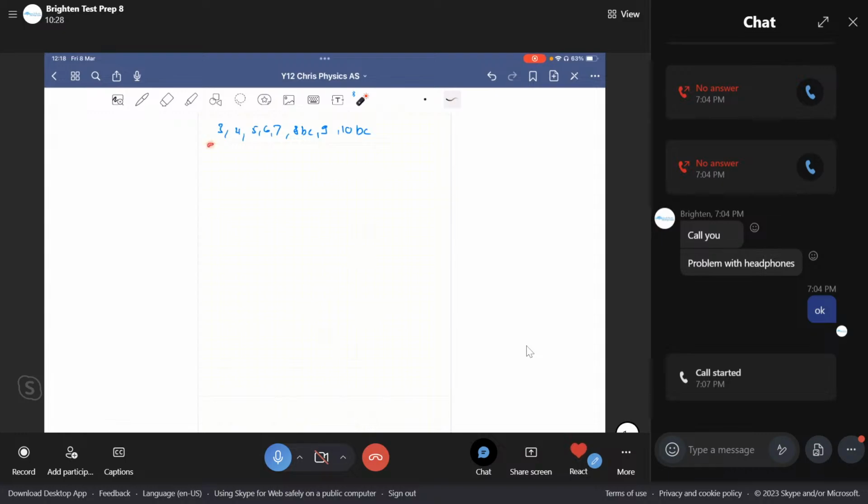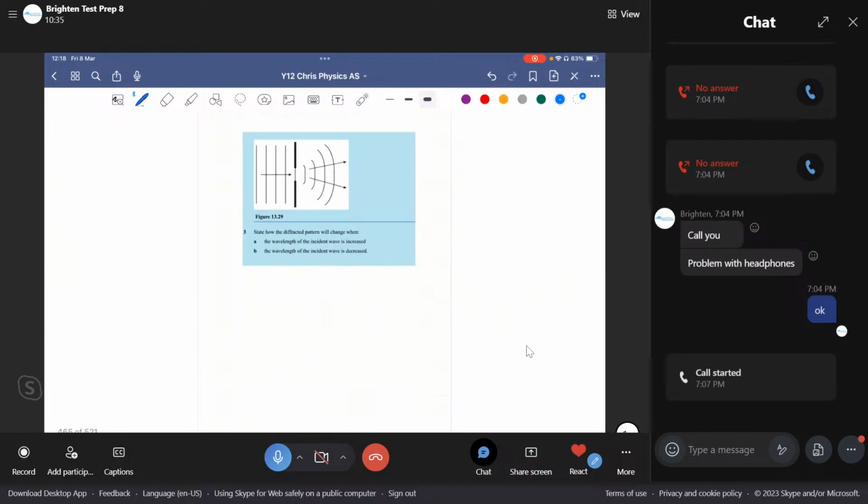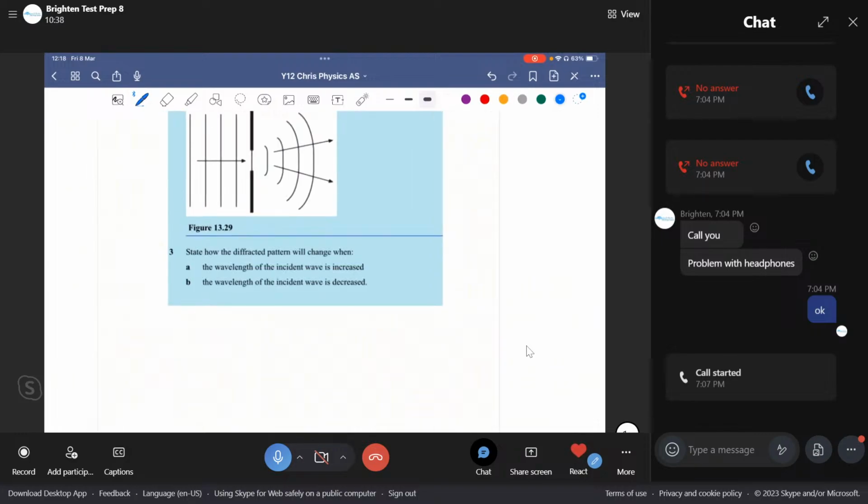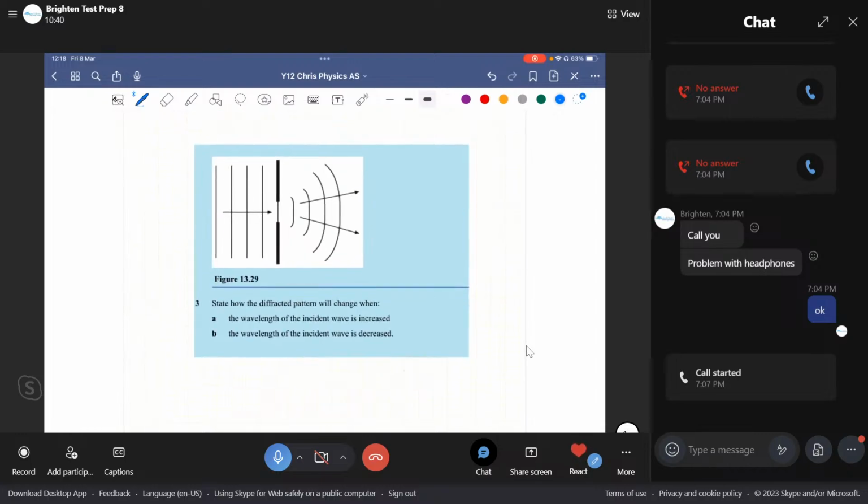And then we can start with some more questions like here. And we can start with this one. That's just qualitative to explain. So we have a diffraction with a given situation, given wavelength. Now, if the wavelength is increased, what's going to happen to the diffraction pattern? Less diffraction. Okay.